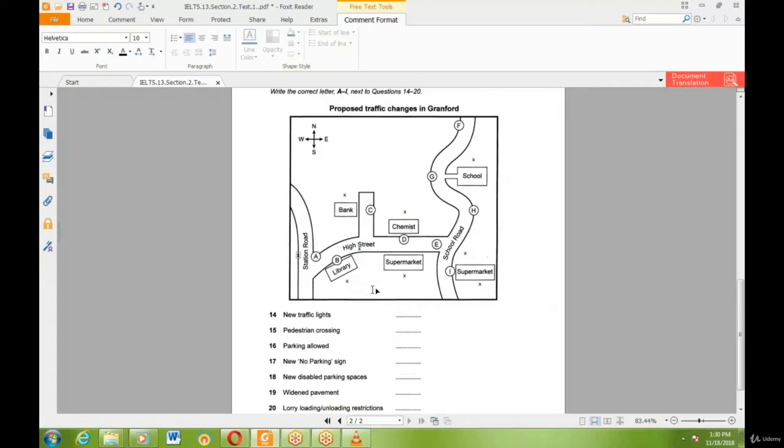Now, also what I'm looking at are there any specific vocabulary words? Are there any specific vocabulary words that I need to put in my mind?